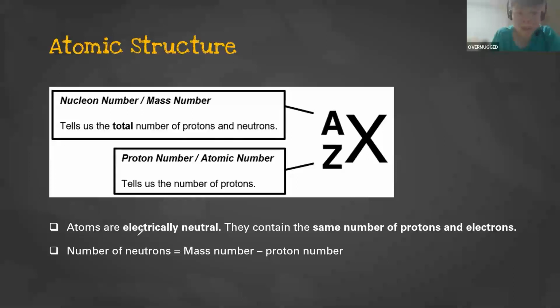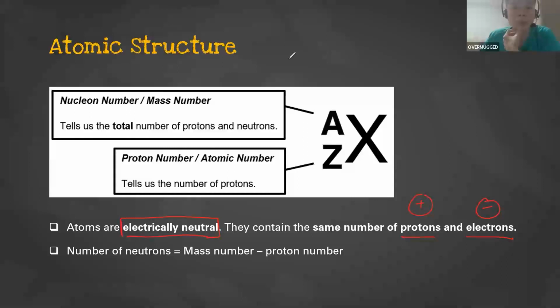Next, atoms are electrically neutral. This is a very important keyword. They contain the same number of protons and electrons. Previously, we stated that protons are positive charge, electrons are negative charge. Same number of positive charge and negative charge, right? Hence, they overall have no charge, and we say that they are electrically neutral.